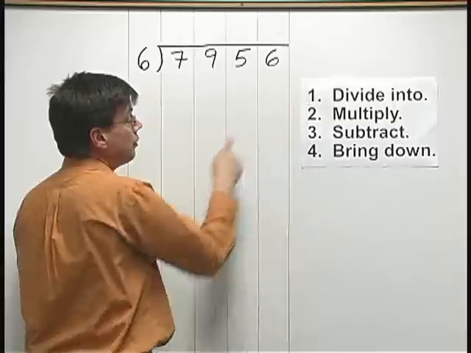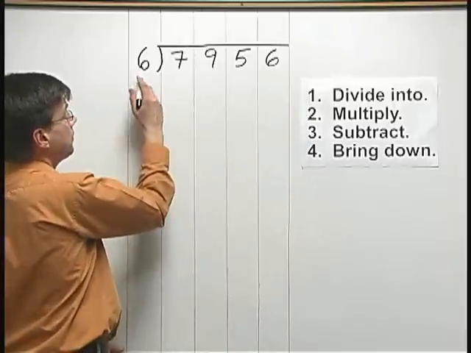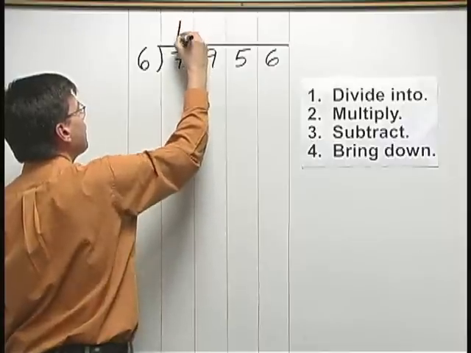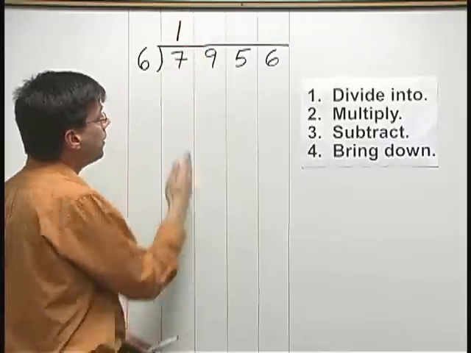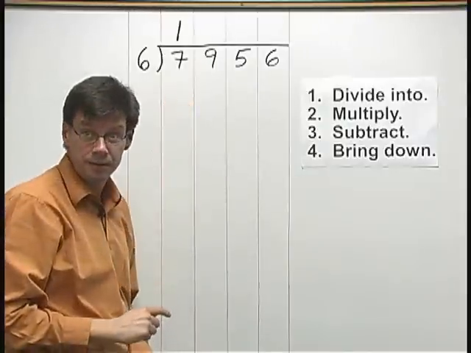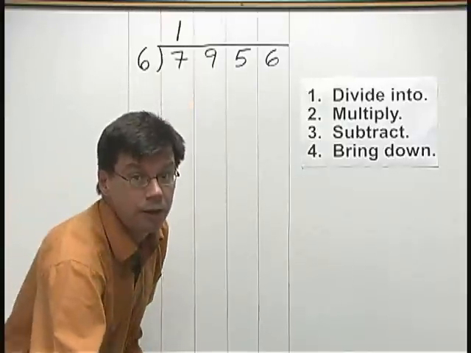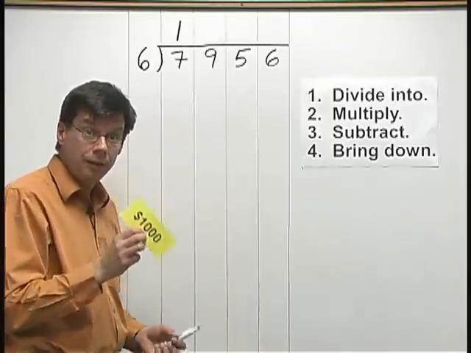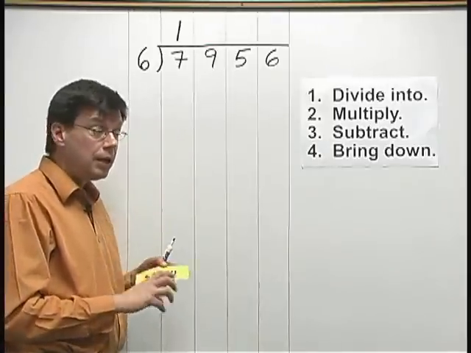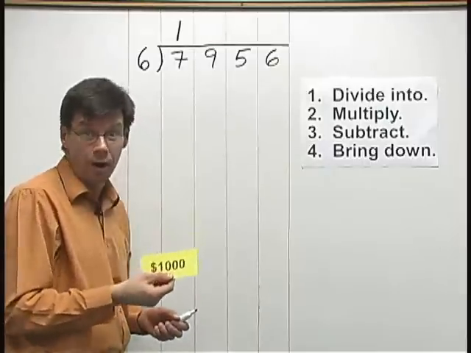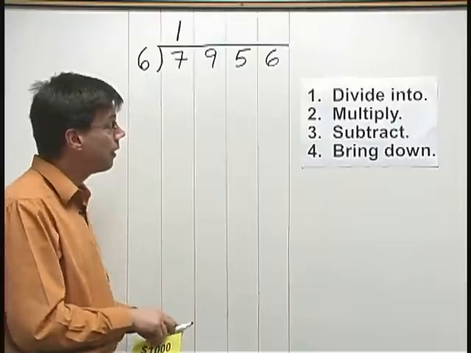That's the divide into step. 6 goes into 7 one time. I write that 1 directly above the 7. It's in the thousands place. That 1 represents the $1,000 bill that we were able to put in each one of the 6 trays when we did this problem with money.